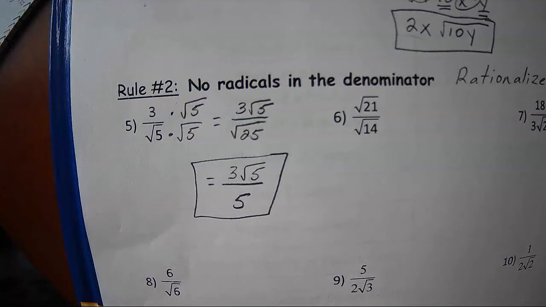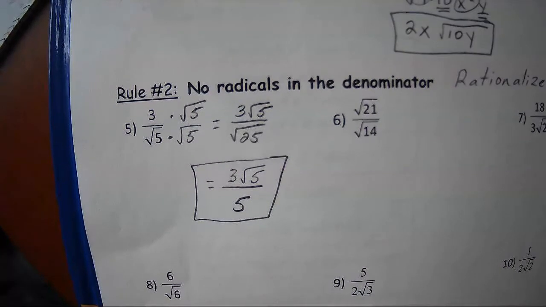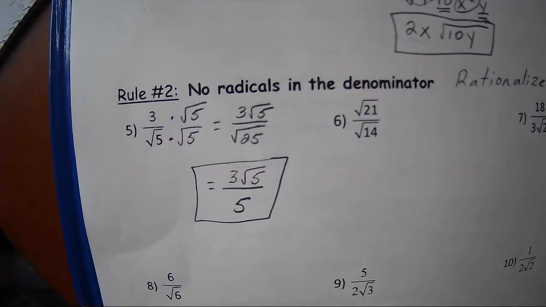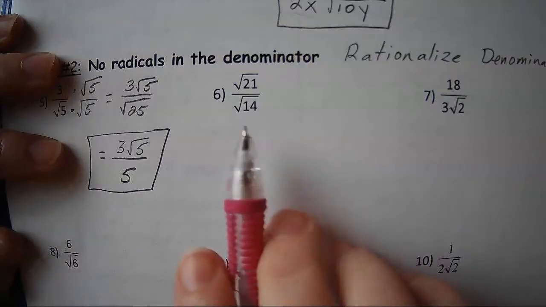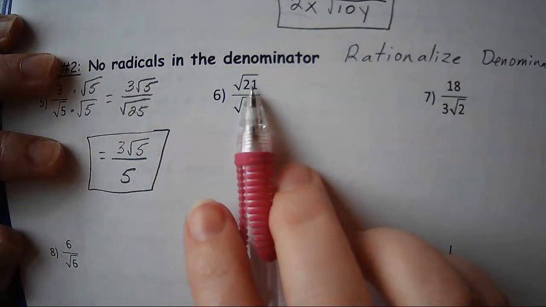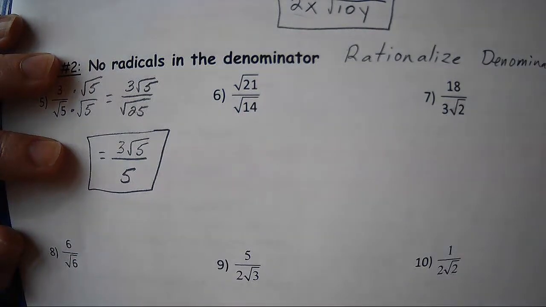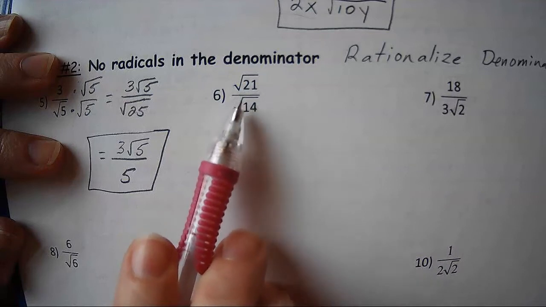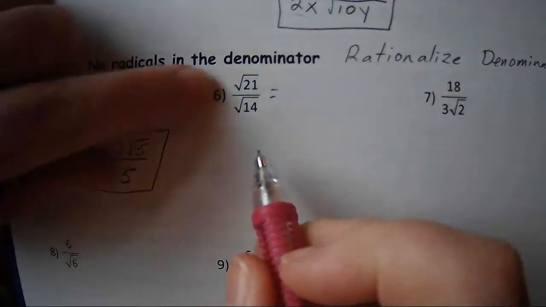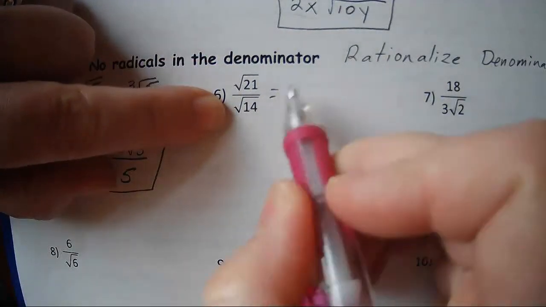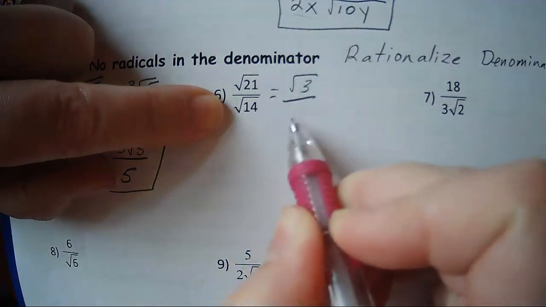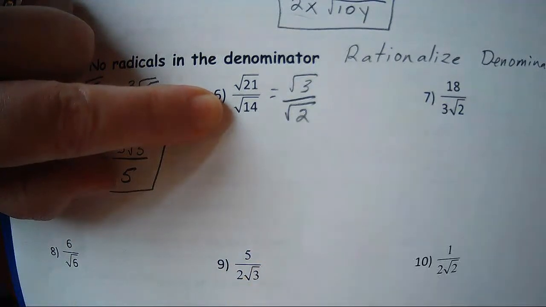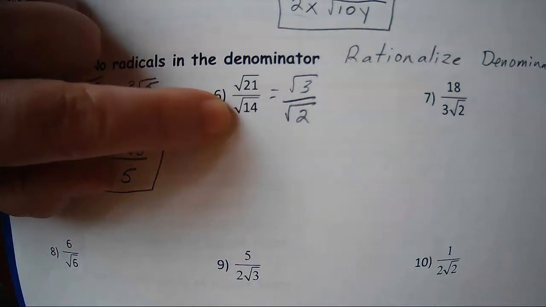Okay, so let me explain number 6, because number 6 is a little bit different. On your notes key, it says that 21 over 14 all of a sudden goes down to the square root of 3 over the square root of 2. Well, how did that get there? That is because I can reduce radical over radical. So 7 evenly divides into 21 and 14. That is how come I can reduce those. Radical to radical, right? Apples to apples, if you will.